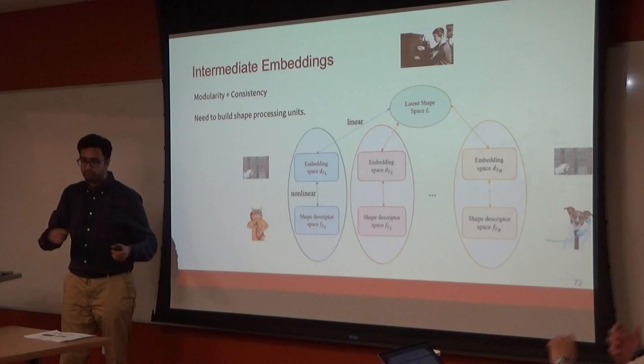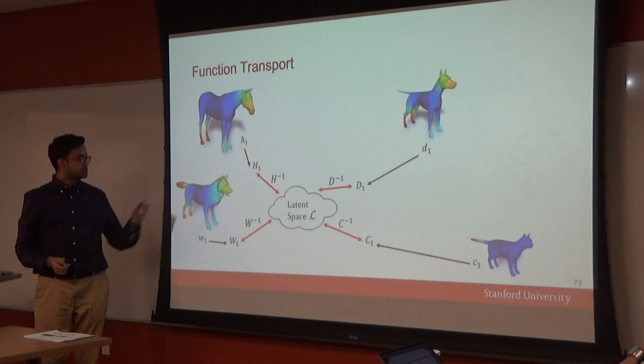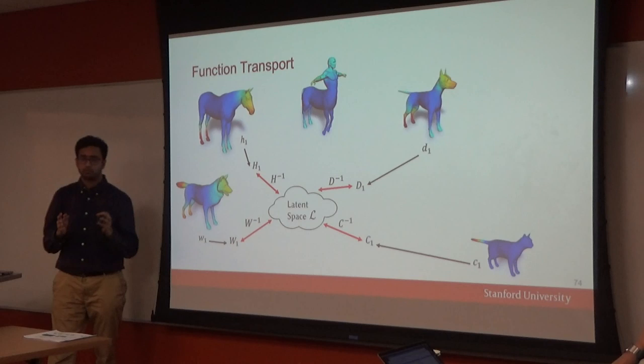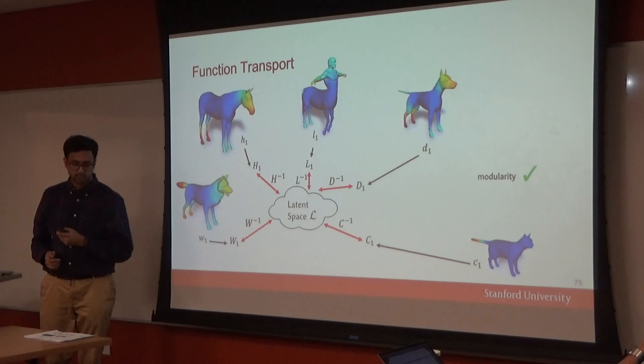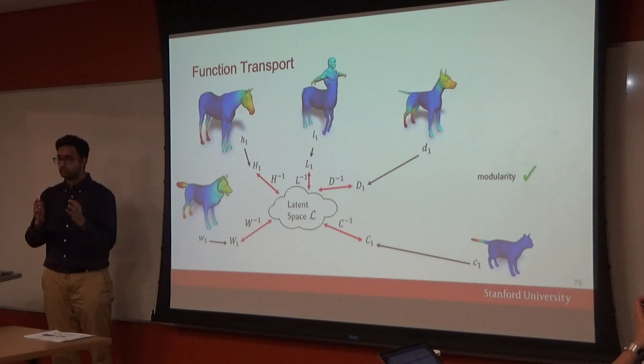So in this setup, once you have a set of shapes, and all of them are connected to the latent shape space, given a new shape, you just need to build the embedding space of this new shape, and connect that also to the latent shape space. This makes our technique truly modular, since every shape can be processed in parallel and just added to the shape grid. Now this is not only modular but also consistent.